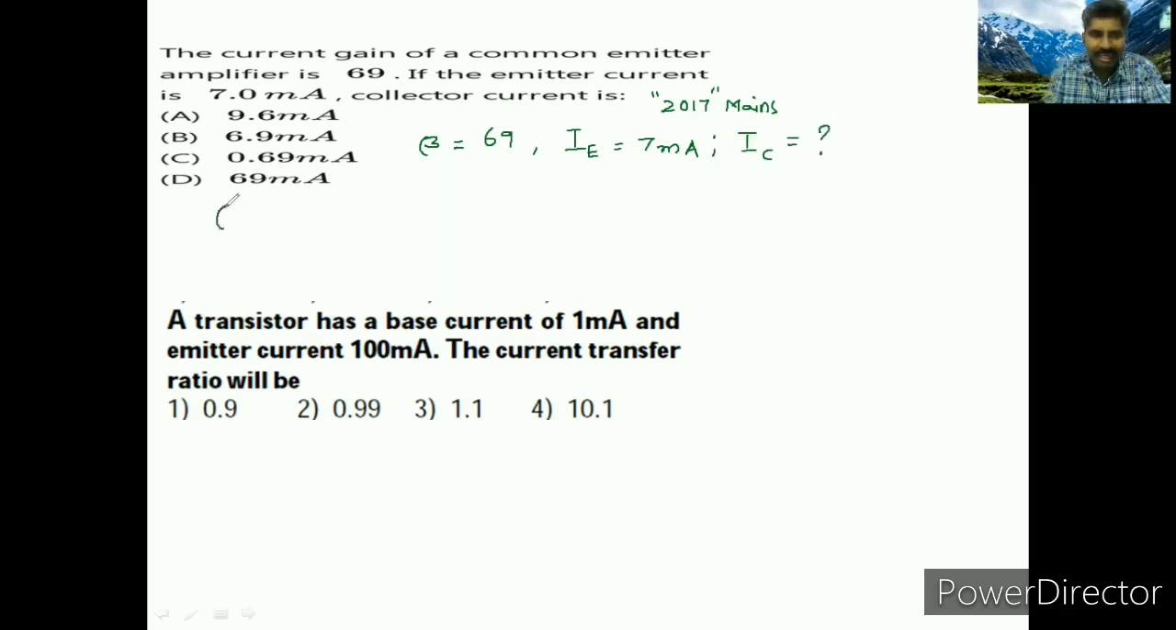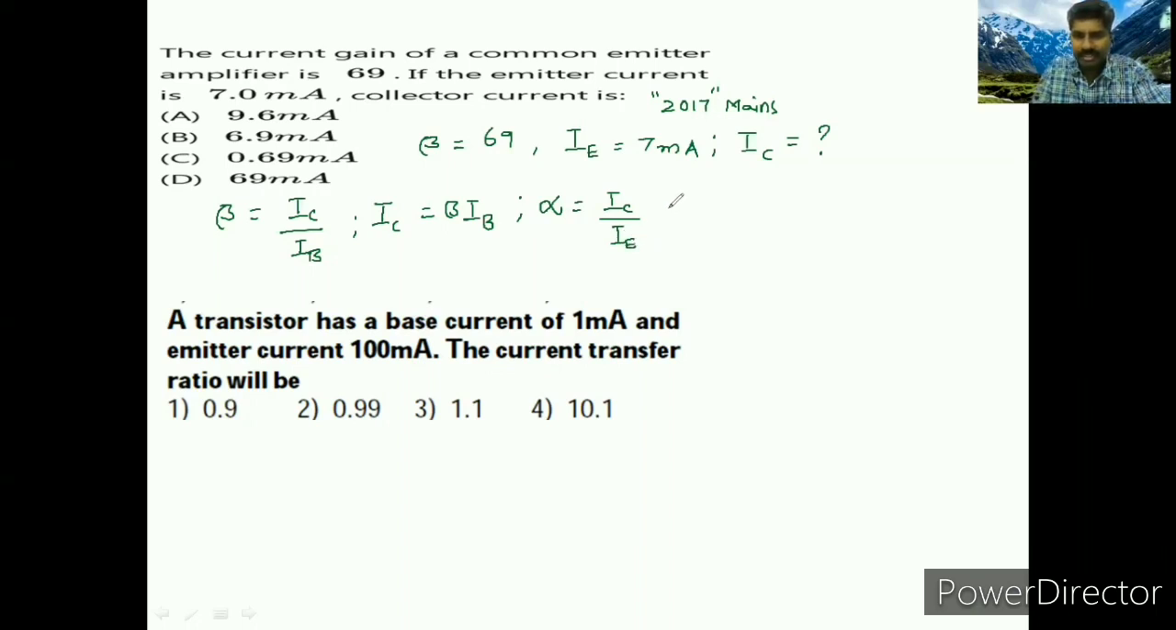What is the formula? Beta is equal to IC by IB, collector current by base current. But here we need to calculate IC, so IC is equal to beta into IB. But we don't know IB. How can we calculate that value? We have another relation: alpha is equal to collector current IC by emitter current IE.